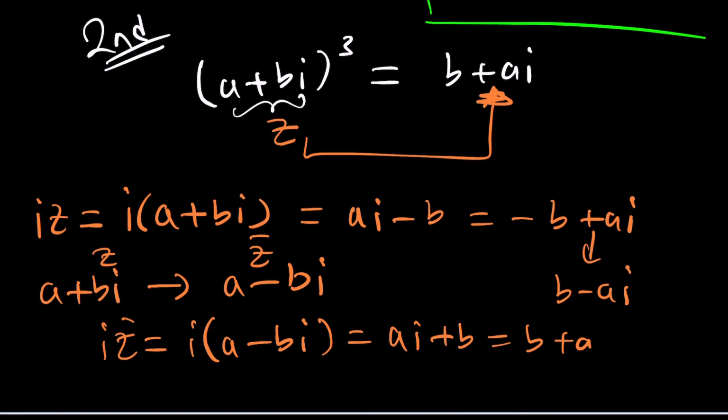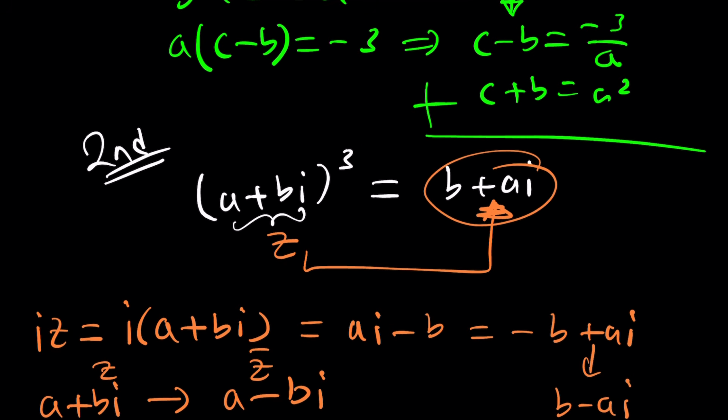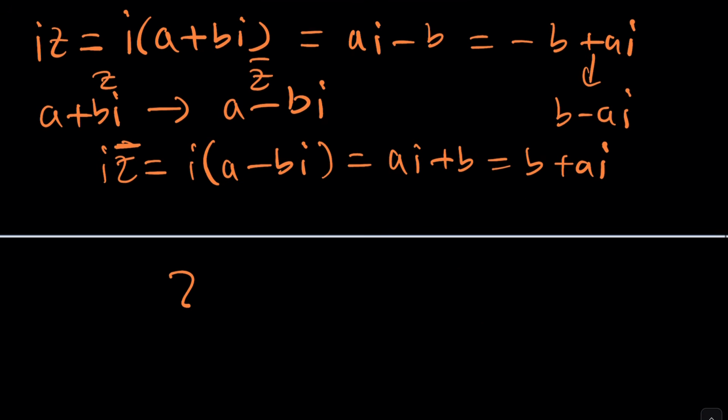There you go. So that is the transformation you need. In other words, if this is z, this is i times z bar. Z bar is the complex conjugate. So this equation turns into z cubed equals i times z bar, which is a lot easier than what we were trying to solve with the quartic, right?